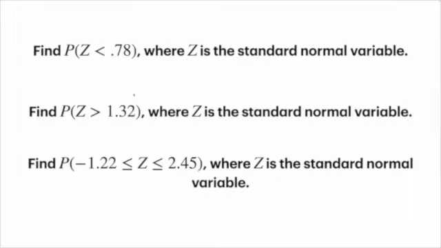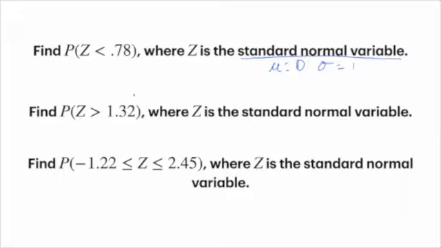All right, now I'm going to show you how to find these actual probabilities using a TI-84 graphing calculator. So find the probability that a z-score is less than 0.78, where z is the standard normal variable. Standard normal means that the mean is 0 and the standard deviation is 1. That's what the standard normal variable always means.